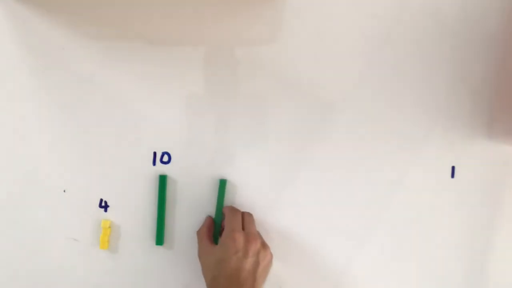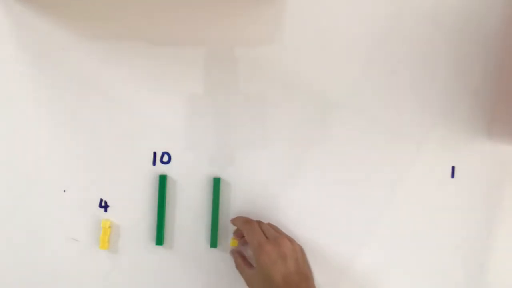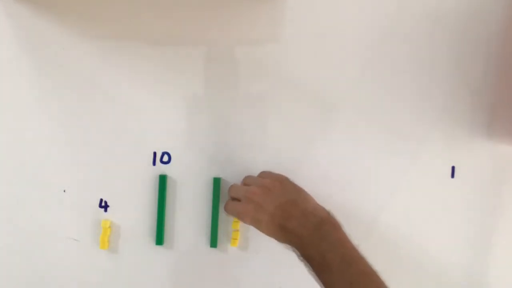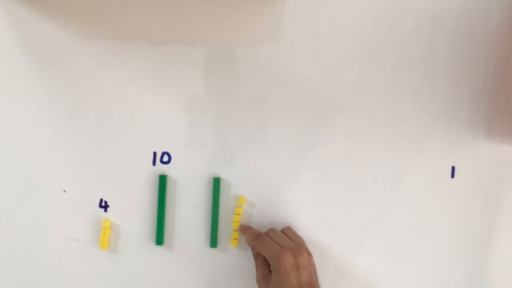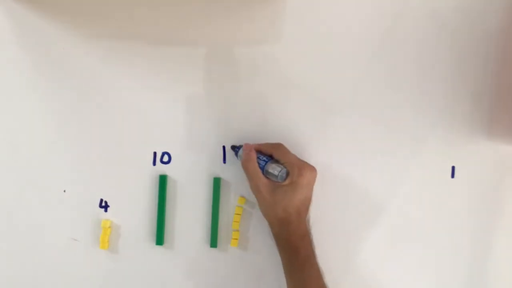Going to add another 6. We're going to start with our 10. Then, because we're counting up in sixes, I'm going to add 6 more. 1, 2, 3, 4, 5, 6. So we've got 10, 11, 12, 13, 14, 15, 16. And I'll write that on the top.